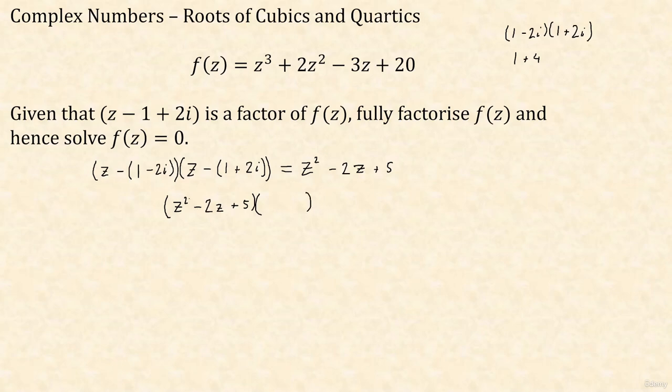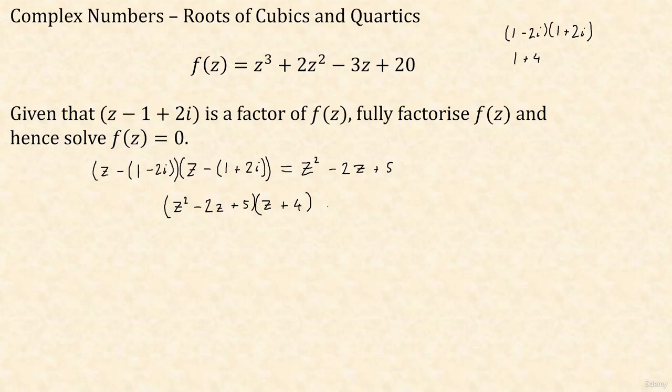Well, z squared times what gets you z cubed? Well, z, so that was easy. And then look at this term at the end, 20. How did we get that? It must have been 5 times 4. So that's a really quick way to find that final linear factor. Now you can go through and check all the others to check they all work, but this is a nice quick way to get there.